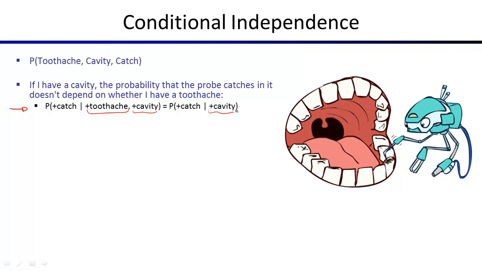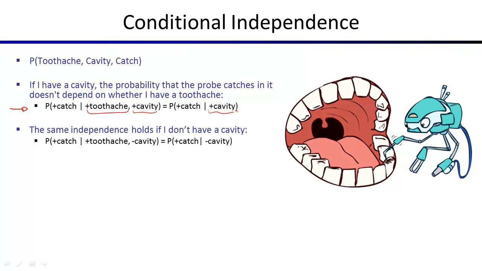So once we know there's a cavity, whether there's a toothache or not doesn't give us any additional information about whether there's going to be a catch or not. That's conditional independence, where one variable makes another variable irrelevant to a third variable. The same holds true when there is no cavity. In that case, getting the additional information of having a toothache or not is not telling us anything about the probability of having a catch of the probe.